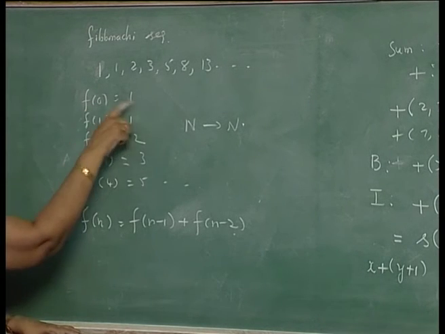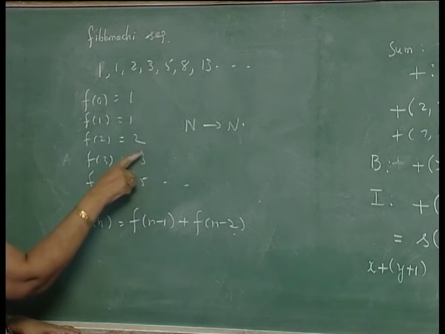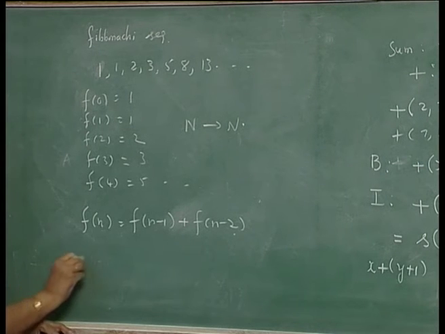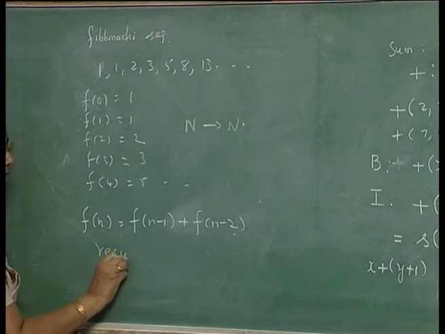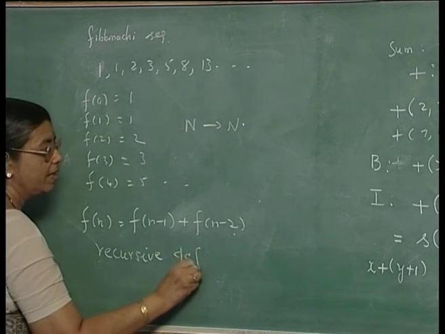So, you see that f of 0 is 1, f of 1 is 1, 1 plus 1 is 2, 1 plus 2 is 3, 2 plus 3 is 5 and so on. This is also known as a recursive definition of the function.